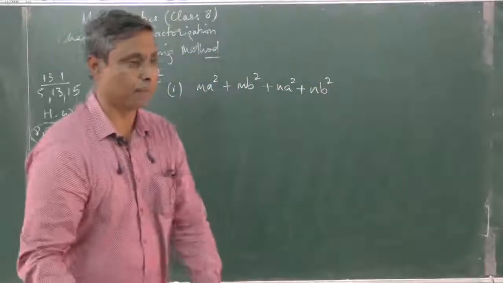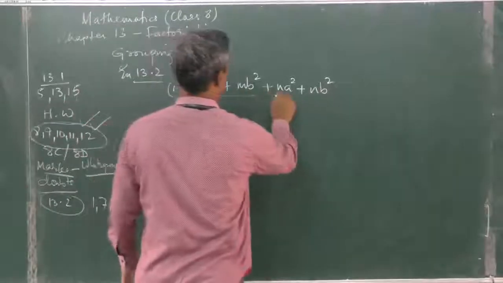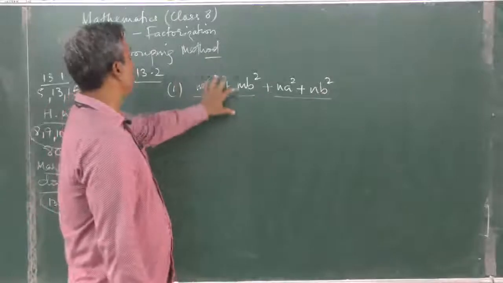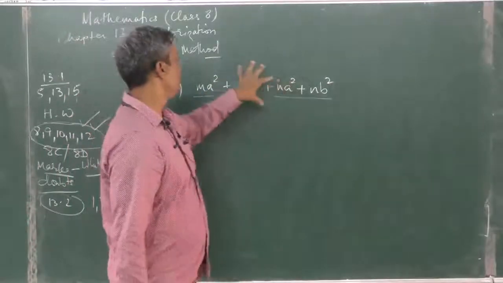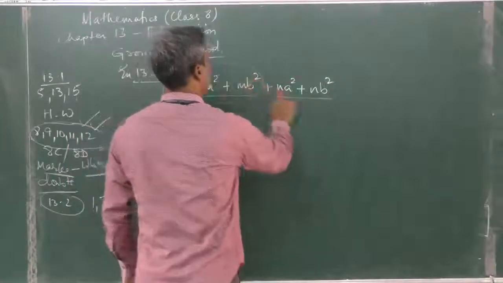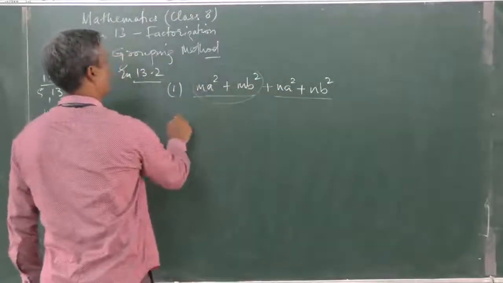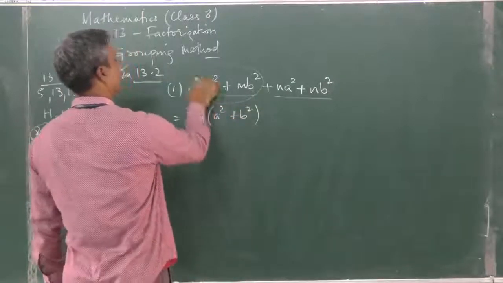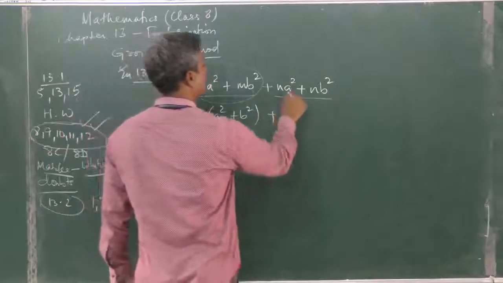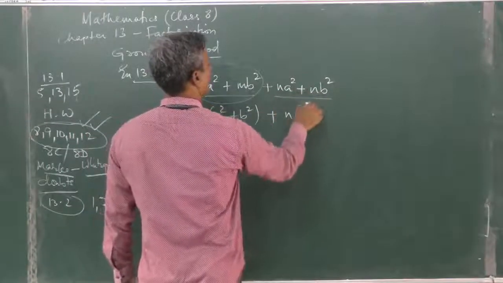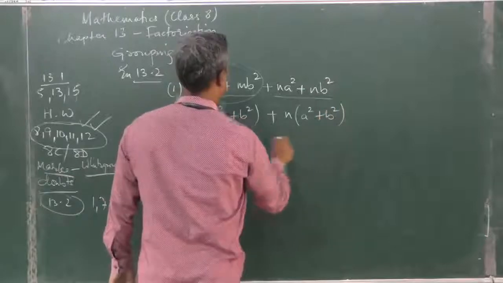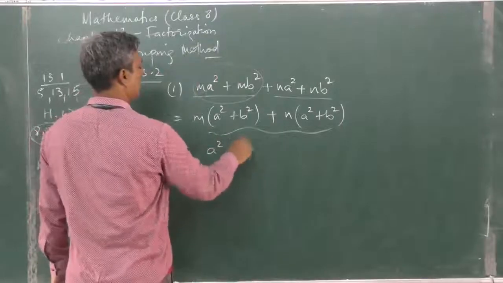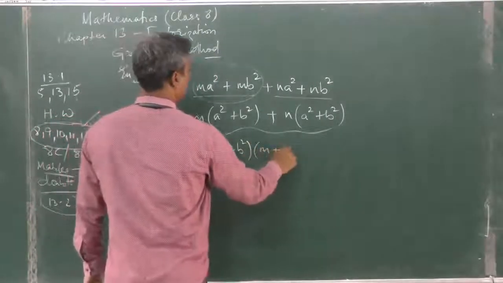This is question 1. Break them into groups of 2. This is one group and this is another group. Now what is common in this group? M. So you get A square plus B square because M is common. What is common in this group? N. So what is left? A square plus B square. Now if you look at this, what is common? A square plus B square into M plus N.